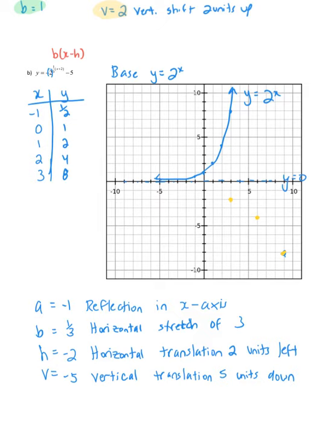And then we will take the point 0, 1. We will reflect that. So we're going to be 1 below the x-axis. And then the stretch of 3, since the x value is 0, 0 times 3 is 0. So we stay on the x-axis, sorry, the y-axis. So we will be here.